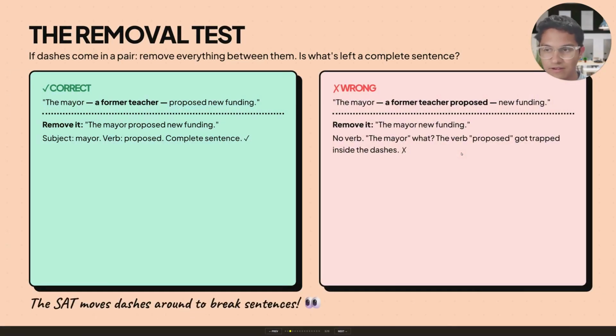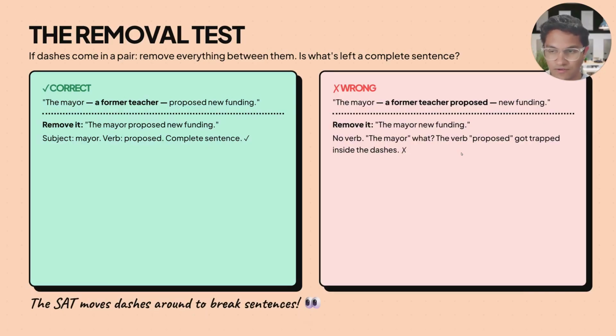So, like I mentioned earlier, the easiest way to test whether you're going to be having a pair or a single dash is by doing the removal test. And all you do here is you remove the part that comes inside the two dashes. For example, the mayor, a former teacher, proposed new funding. Now you can remove the part that says a former teacher, and you'll only have the mayor proposed new funding. Here you have the subject and verb, so you have a complete sentence.